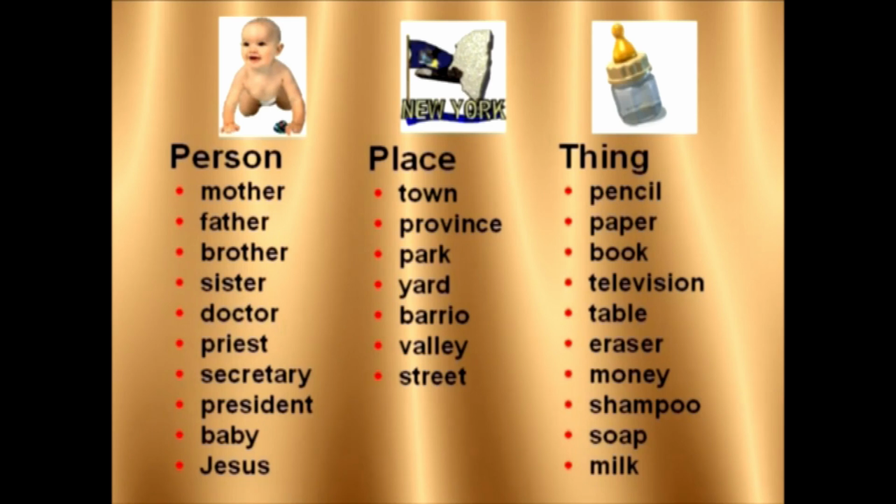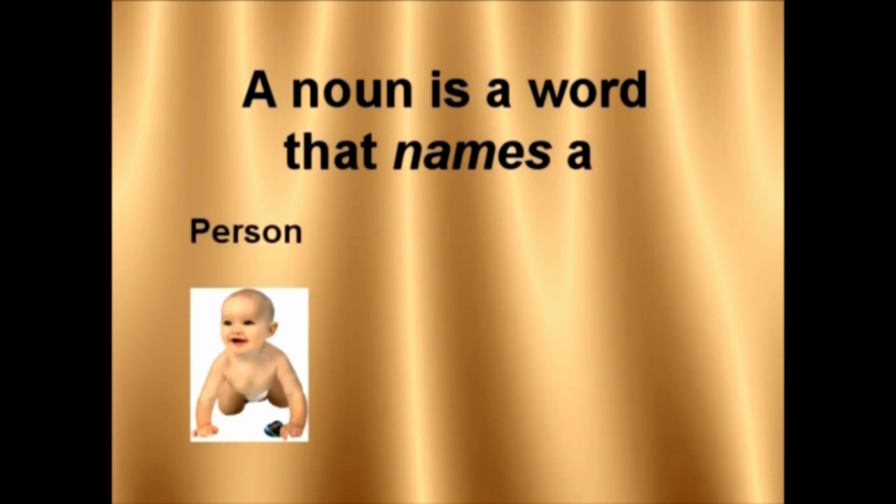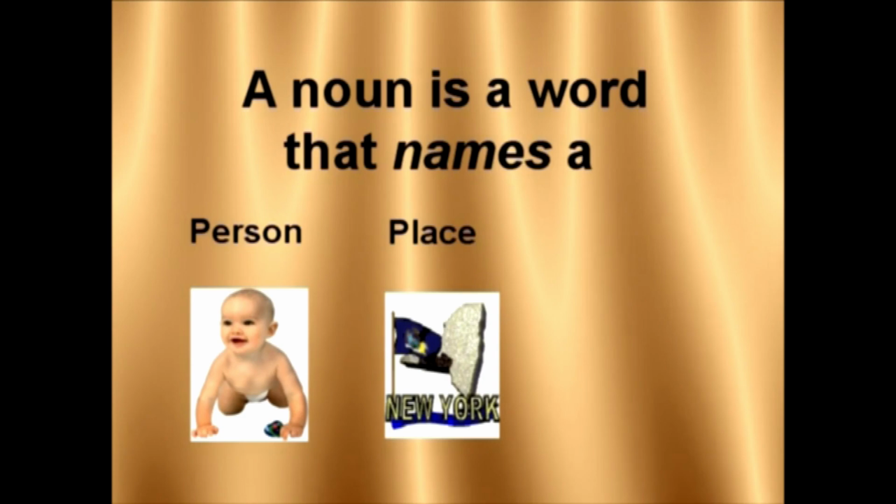Examples of nouns that name a thing are pencil, paper, book, television, table, eraser, money, shampoo, soap, milk. You'll always know if a word is a noun if you remember that a noun is a word that names a person, a place, or a thing.